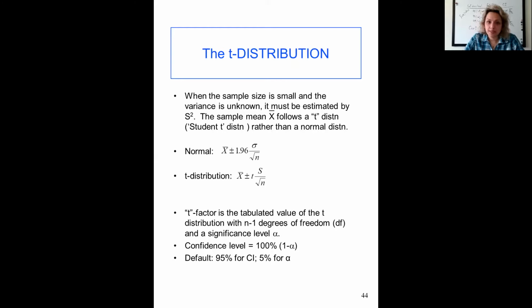So here it says that with the normal, case 1, we would say x bar plus minus 1.96, for example if it's 95%, sigma over square root of n. With the t-distribution, which is a little more conservative, and happens when we don't know the variance or standard deviation of the population, we would say x bar plus minus t times s over square root of n. The t factor is the tabulated value of the t-distribution with n minus 1 degrees of freedom, and the significance level alpha. The confidence level is going to be 1 minus alpha. For example, if you have a confidence level of 95%, alpha is going to be 5%.